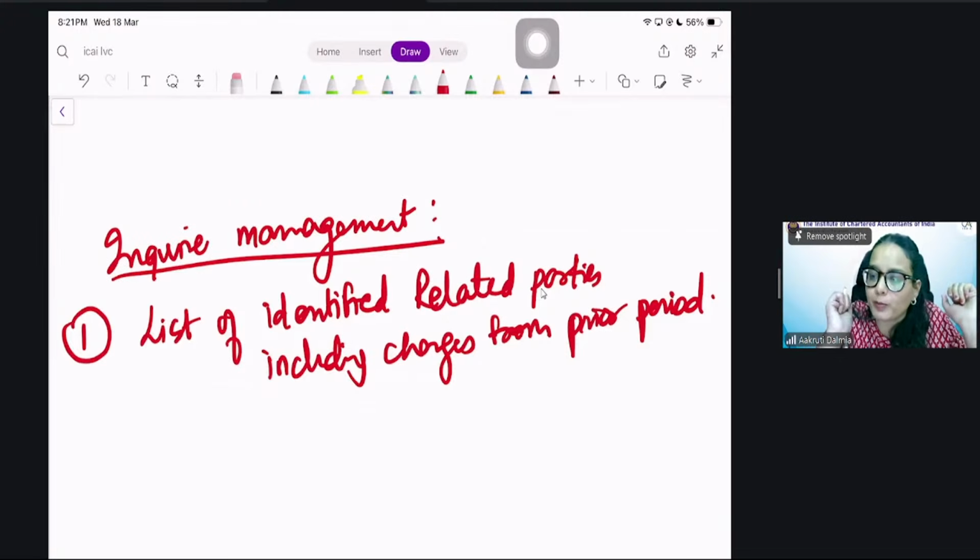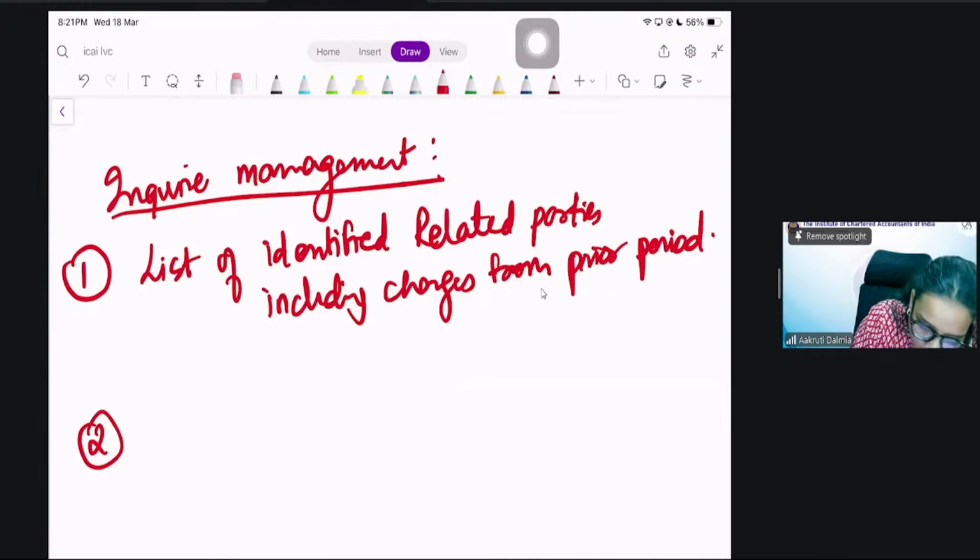This year, they're showing 50 related parties. I'll also ask them, if last year there were 40 and this year it is 50, or last year it was 60 and this year it has become 50, then what happened to those 10 people? So you have to ask them for a comparative list, current year's list and changes from the past period. So the list is received. So you have a list of related parties.